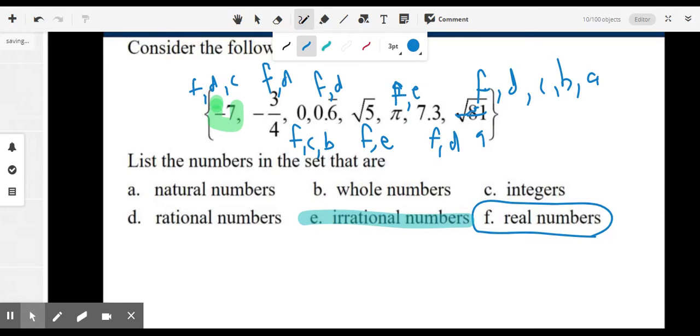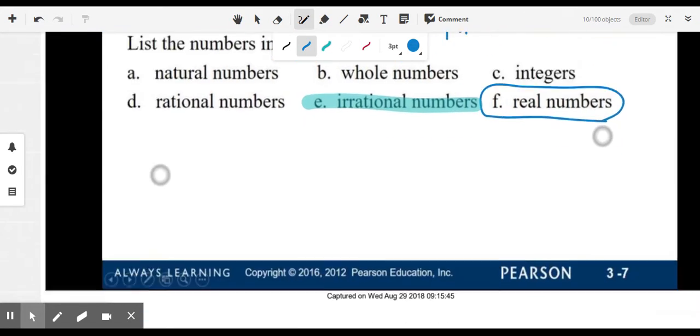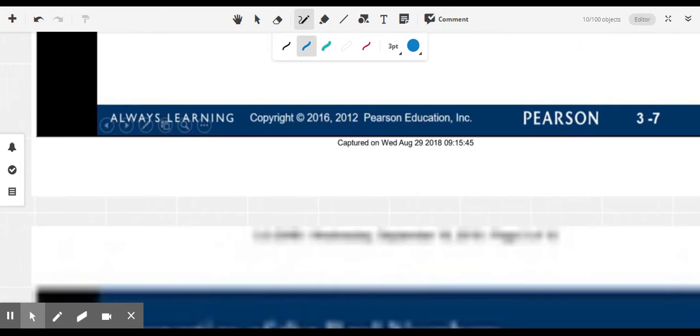All right, so in some of your assignments, you're going to be asked to label numbers into what specific sets of numbers they are a part of.